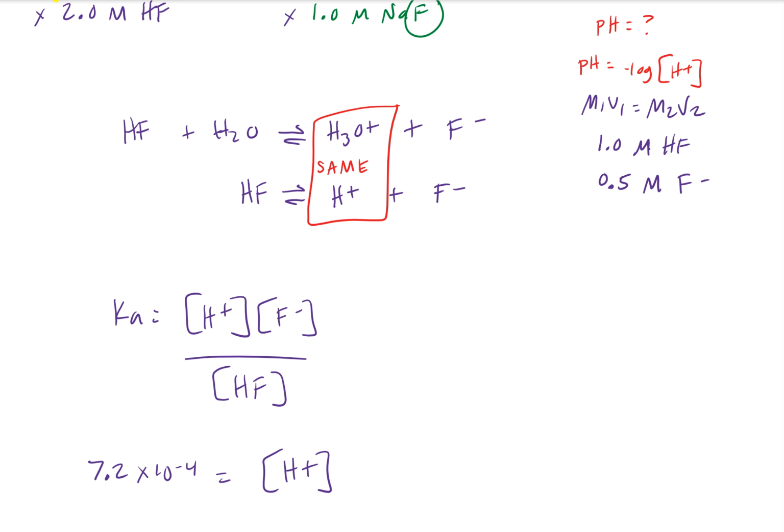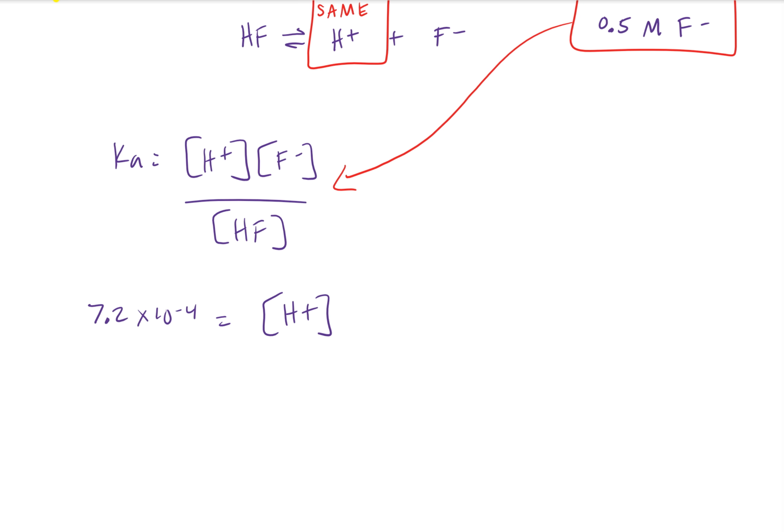But anyways, now I got the new molarities of your diluted solution. Those are the molarities you want to plug into your Ka expression. So I'm going to plug in 0.5 for fluoride and 1 for the hydrofluoric acid, and you're going to solve for H plus. 1.44 times 10 to the negative 3rd molar.